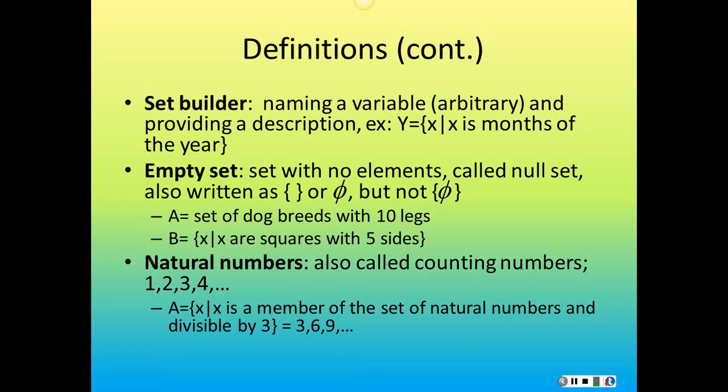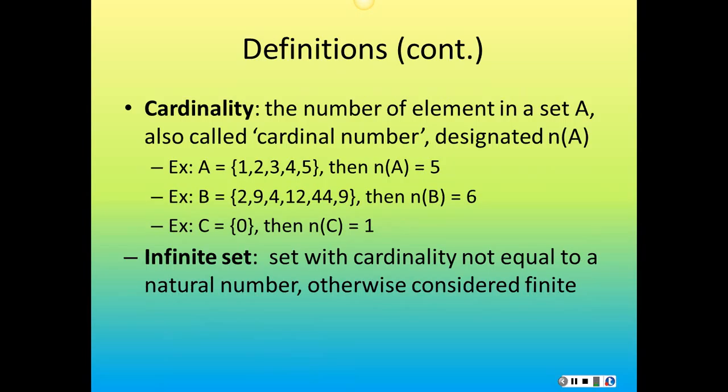Two more definitions, then I'll show you a couple of examples. Cardinality. It's a fancy way of saying how many elements are in a set, also called the cardinal number. Now notice the designation. In some set A, doesn't matter what it is, the cardinality is represented by lowercase n and then the set in parentheses. That's the symbol for cardinality. So in other words, n(A) means how many elements are in A.